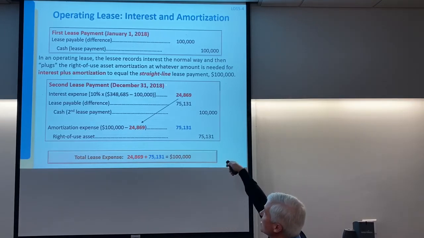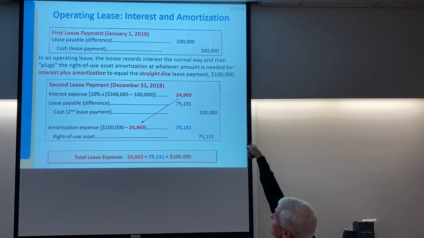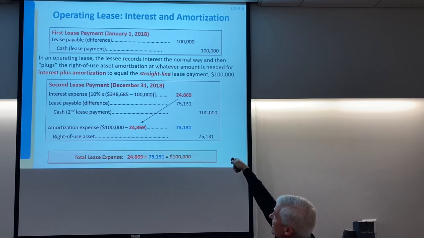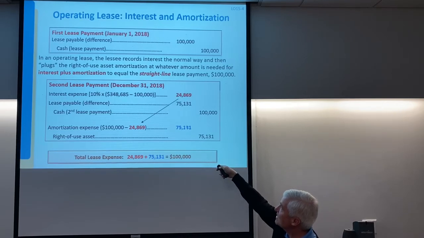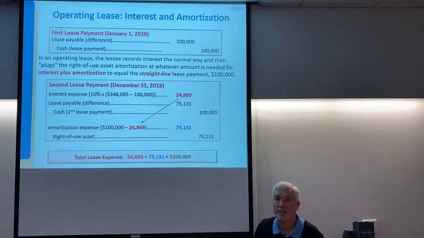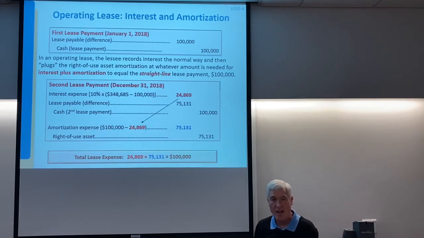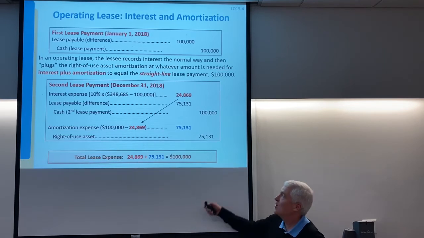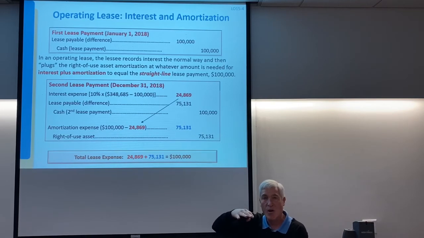And so we're going to calculate interest expense like we always have done, 10% times the $248 because we paid $100,000 here. Interest expense will be $24,869. But the amortization expense, so we're going to reduce the lease payable and credit cash. Here's where it changes. The amortization expense is going to be a plug, whatever it takes to make expense on the income statement equal $100,000. In future payments, this amount will change, but the total will always stay the same.